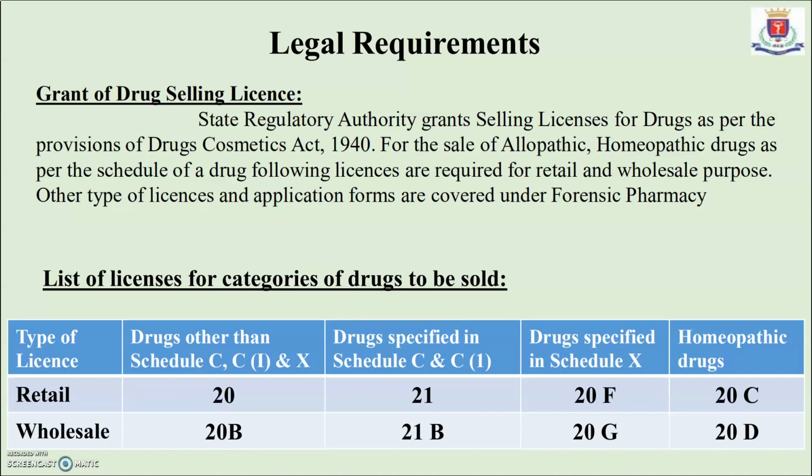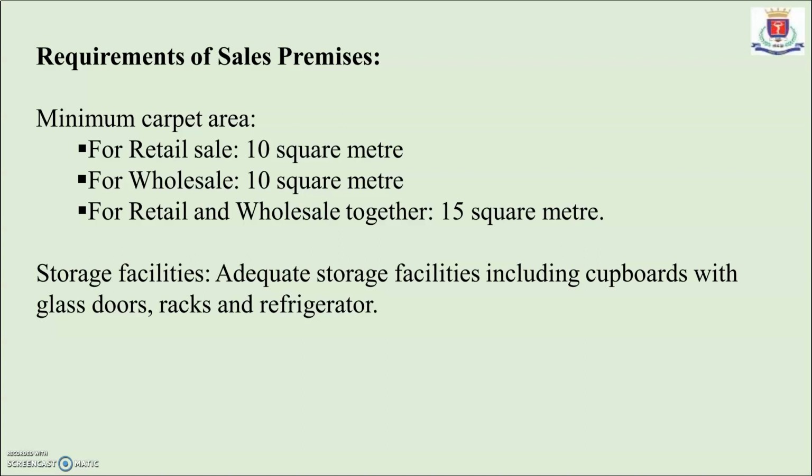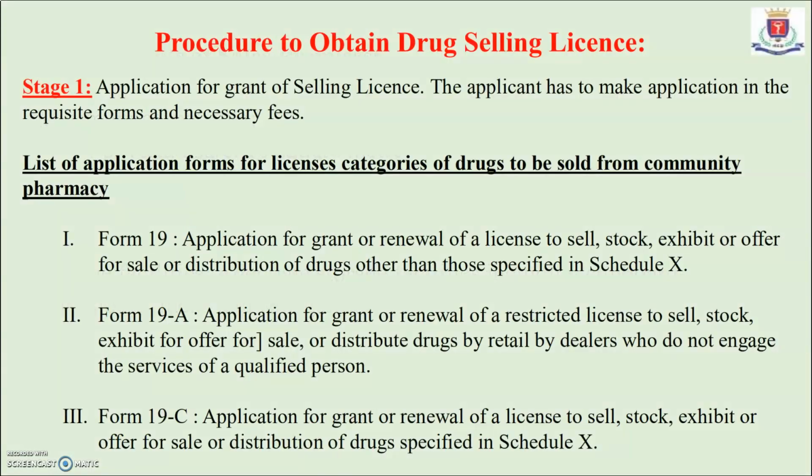So the list of licenses for categories of drugs to be sold: see in the table you can see the type of license, whether it's retail or wholesale. These are the various different forms which we have to fill and submit to the authority. So what is the requirement of sale premises? Minimum carpet area should be 10 square meter for retail and wholesale. And if we are opening a community pharmacy, retail and wholesale together, then the area should be minimum 15 square meter.